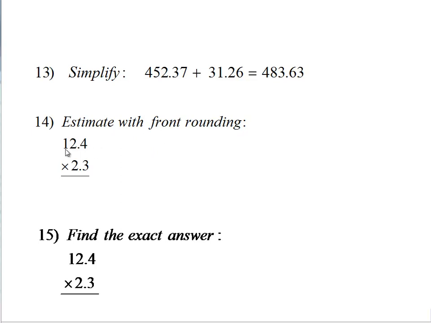Estimate with front rounding, 12.4, the first digit. If you round it off, will be 10. 2.3 will round off to 2. So then we'll have 10 times 2, which makes 20. So that is the estimation for 12.4 times 2.3 with front rounding. Okay, find the exact answer, 12.4 times 2.3. Type in your calculator, 12.4 times 2.3, and you should get 28.52.